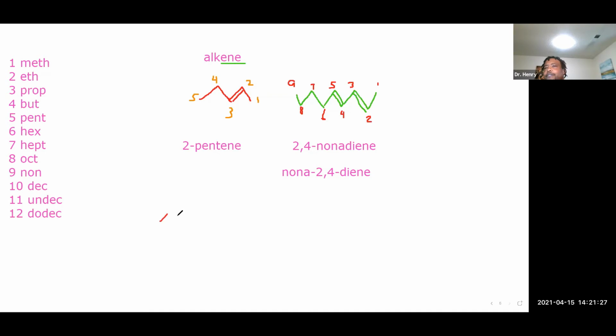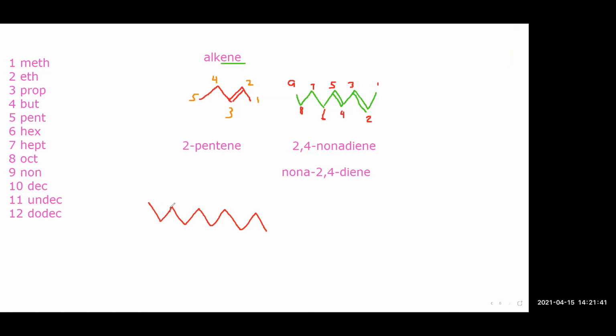Okay, so let's see those skills. Actually, let's do this one: deca-triene. 1, 2, 3, 4, 5, 6, 7, 8, 9, 10. 1, 4, 9 deca-triene, I think.